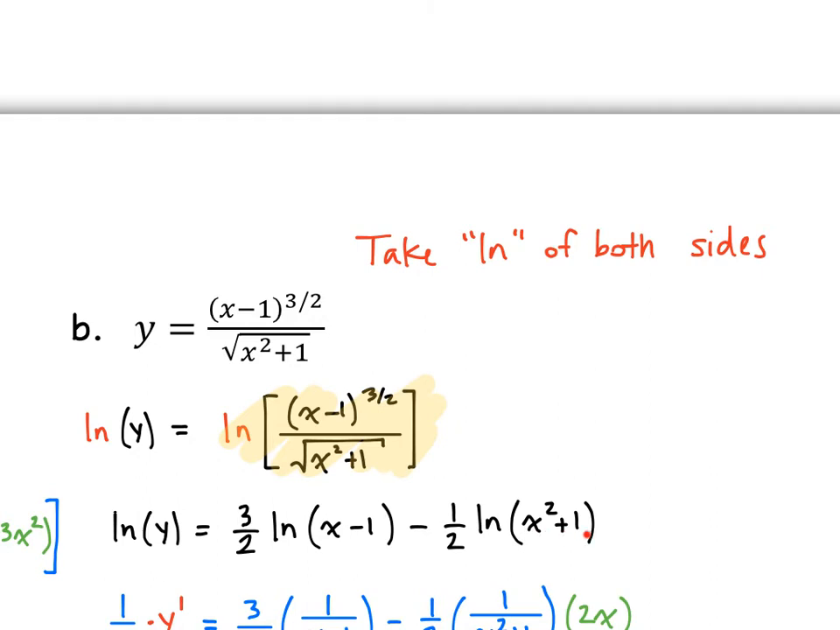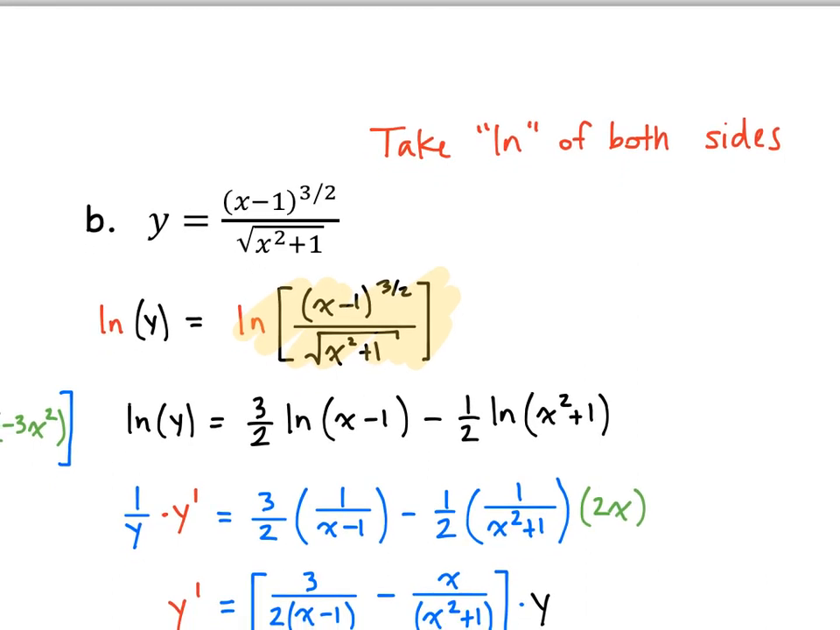Now we have to use implicit differentiation to differentiate both sides. So when we take the derivative of that left side, we get 1 over y times y prime. That's that implicit differentiation portion. Taking the derivative of this term here, we get 3/2 times 1 over x minus 1. Thinking about the chain rule, yes, but the derivative of x minus 1 is simply 1, so we don't need to worry necessarily about writing that aspect. Then minus 1/2 of 1 over x squared plus 1, and then we have to take the derivative of x squared plus 1, and we get 2x.